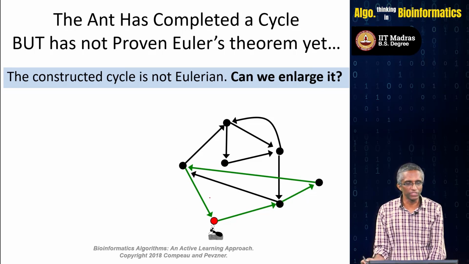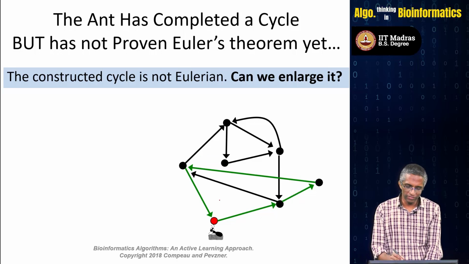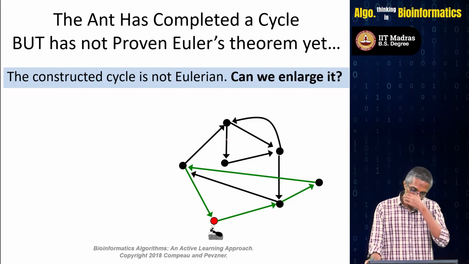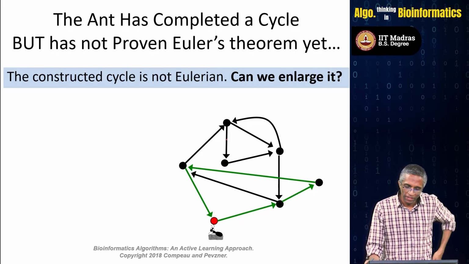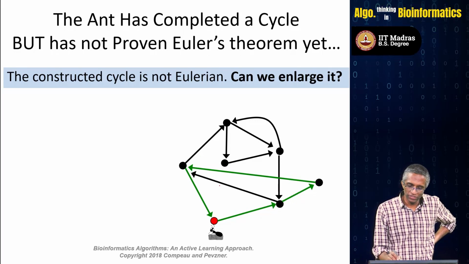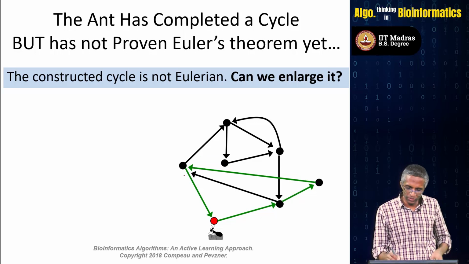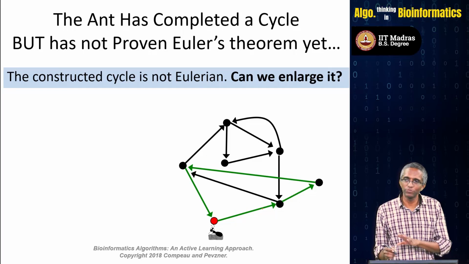It's not using up all the edges, but it's good in the sense that we have come back to the starting point and we have a cycle, and we are using up every edge only once, right? And then the other edges, there are still some edges. So can we enlarge this? If we have not found the correct Eulerian cycle, then you can argue that there is at least one node in this green cycle that will have some uncovered edges.